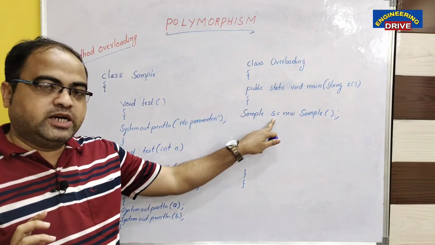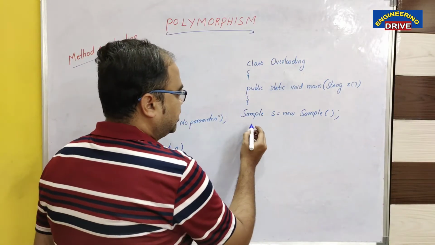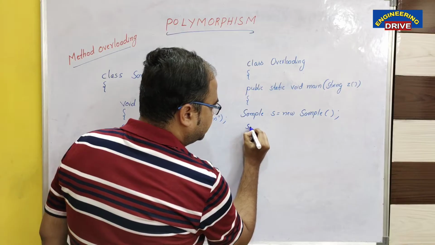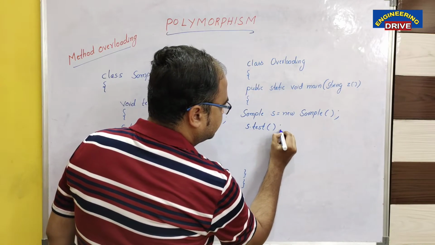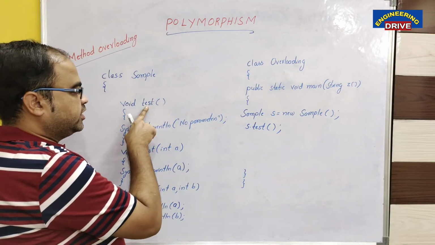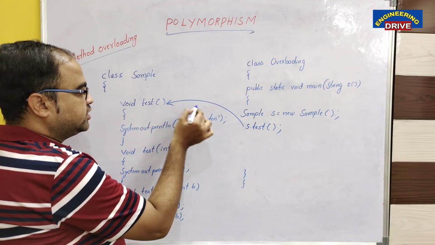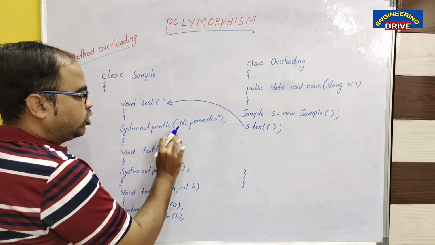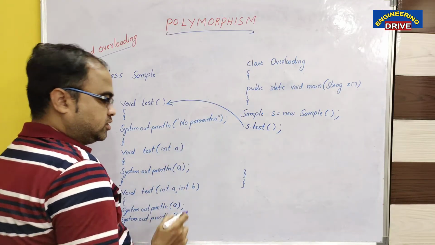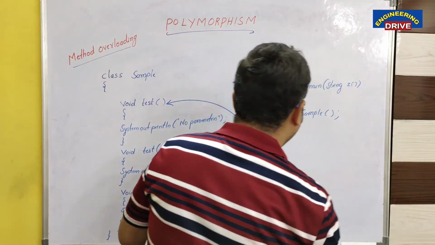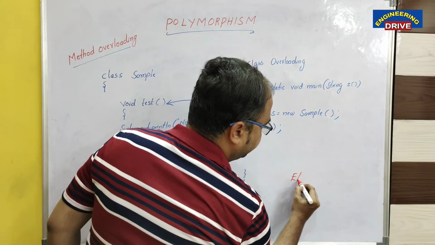Now by using this object, as usual, I need to invoke these methods. I need to call these methods. So how am I going to call these methods? First, s dot test. So I am invoking the first method, s dot test. Once I invoke this method, control will come here, and what is the output? What is the statement I have written by using system.out.println? No parameters.